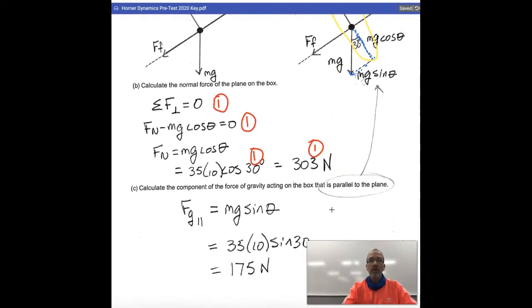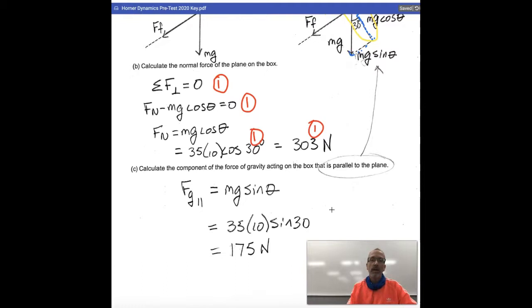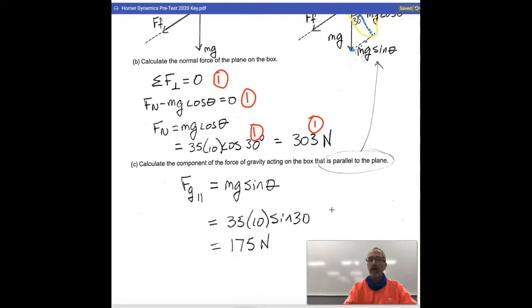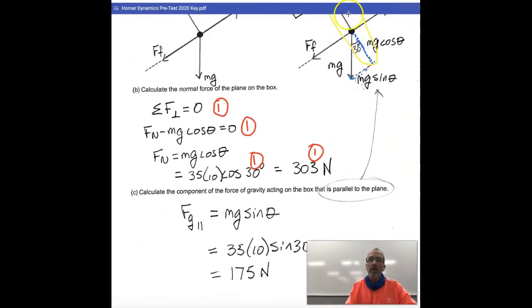If we look at this going left and right, okay, and by left and right I mean up and down the incline, it wants us to find the component of the force of gravity acting parallel to the plane. This is parallel to the plane, and it is a component of the force of gravity because this is the force of gravity and this is the component of that force of gravity. So that's looking mainly for your definitions. The equation you'll use here is Fg is equal to mg sine of the angle. You have to put that in.